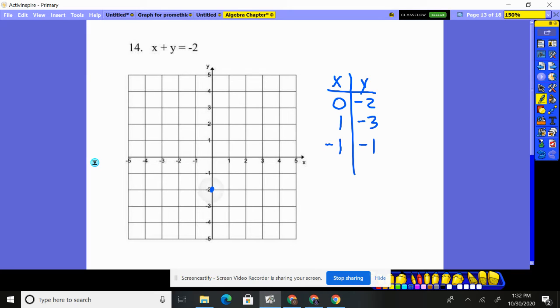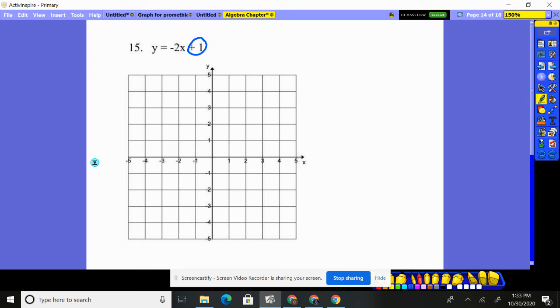0, -2, plot my point. 1, -3, and then over -1, down -1. There we have it. Yes, they're in a nice straight line, so there's my line. Now, when you're doing this, I was sort of bad there. You should have made your line go all the way, so that people can see all the different solutions, and always put arrows at the end.